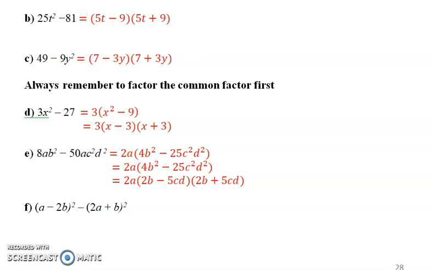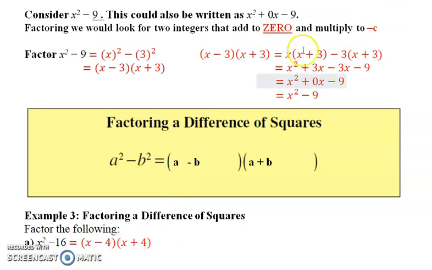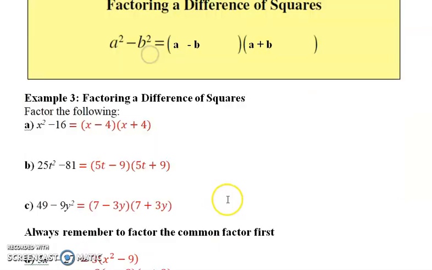Example F, it says a minus 2b squared minus 2a plus b all squared. So this one is pretty interesting, but what's neat about this one is that it's basically done for you already. You could work this out, but there's a couple of ways you can approach it, but it's already in the form. If you look up in the example here, it's already in this form. So literally you can just take what's in the first and write it as the first bit, and then what's in the second write it as the second bit.